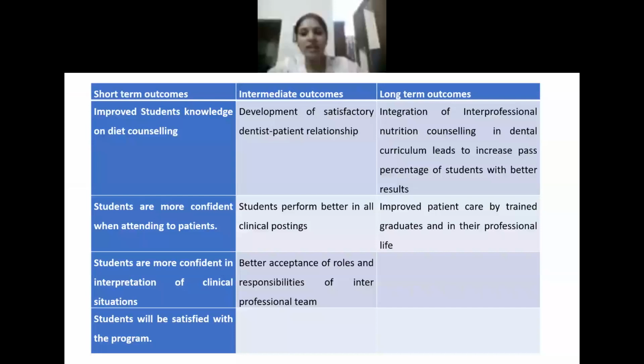The intermediate outcomes will be the development of a satisfactory dentist-patient relationship, and students performing better in all the clinical postings because the interprofessional touch will be included. Better acceptance of roles and responsibilities of the interprofessional team. They'll become aware of another specialty being included. The long-term outcomes will be an integration of an interprofessional nutrition curriculum, which leads to an increased pass percentage of students with better results, improved patient care by trained graduates, and enhancement in their professional life.